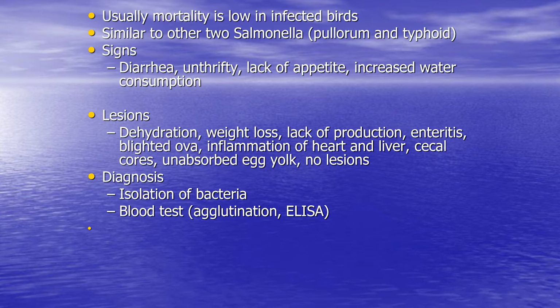If they're not eating or drinking, that's commonly going along with it. They're just not going to be in production. Inflammation of the intestinal tract, enteritis. You will see blighted ova, or you can, and then inflammation areas in the heart and the liver, cecal cores, the egg yolk in a baby chick unabsorbed, but there may be no lesions whatsoever. Diagnosis, again, isolation of bacteria and a blood agglutination test. We can also use an ELISA for this one.